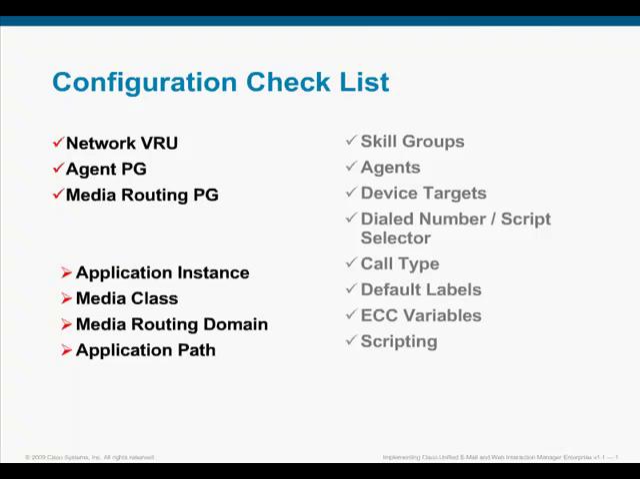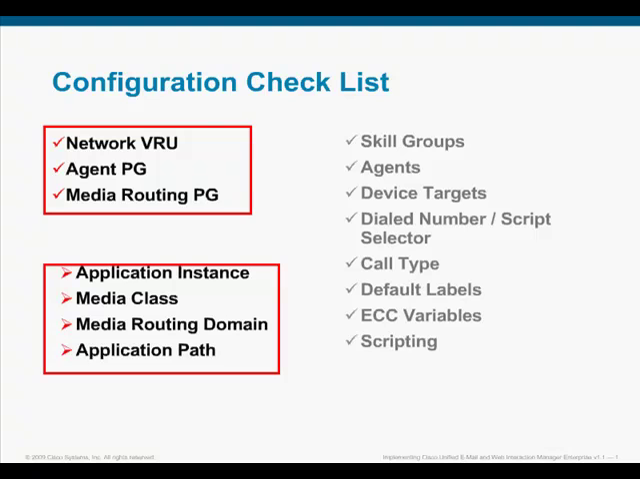Going back to our configuration checklist, in Module 1, we configured a network VRU, our agent PG, and we installed and configured our media routing PG. In Module 2, we'll configure an application instance, a media class, our media routing domain, and then we'll configure our application path.